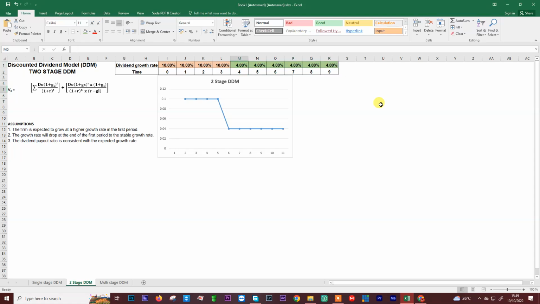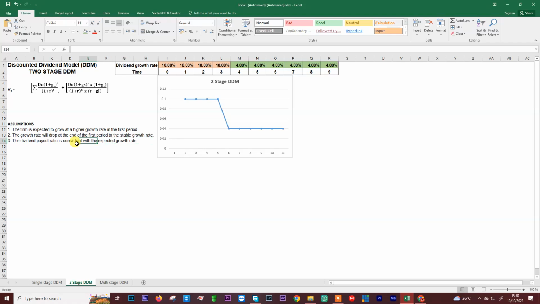The third assumption indicates that the dividend payout ratio is consistent with the expected growth rate. The dividend payout ratio is how much a firm pays out in the form of dividends. How much it retains is called the retention ratio. So we are saying, in this assumption, that the dividend payout ratio is consistent with the expected growth rate.